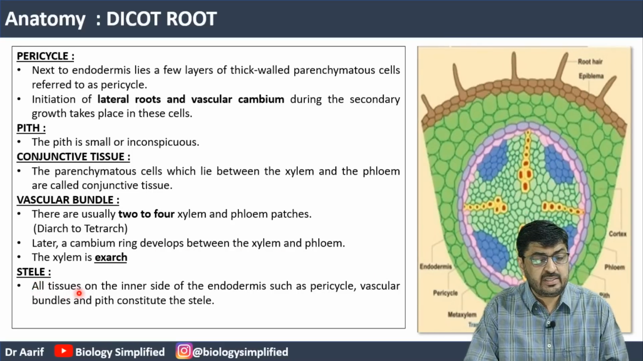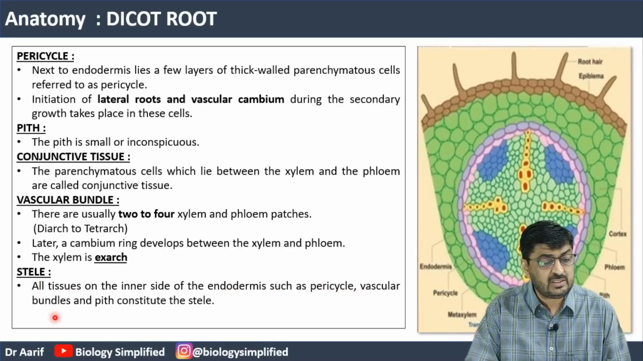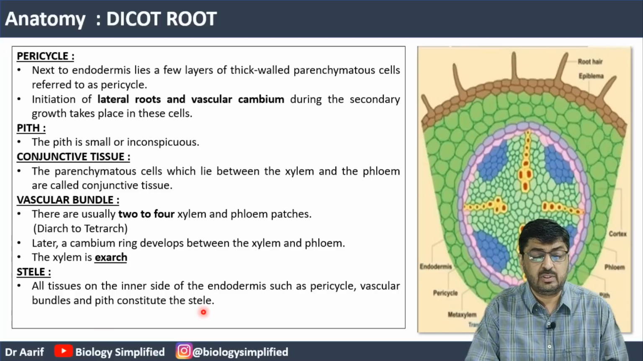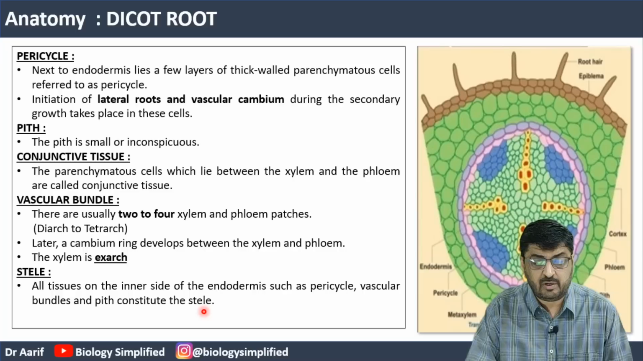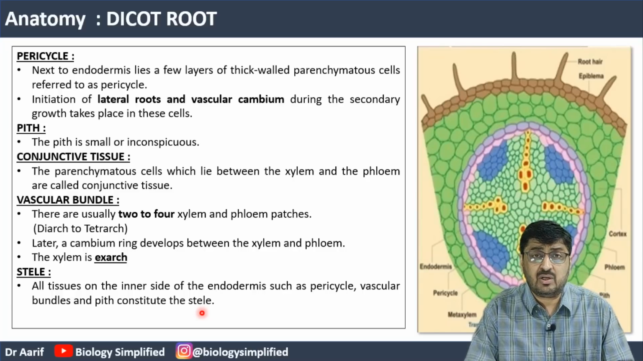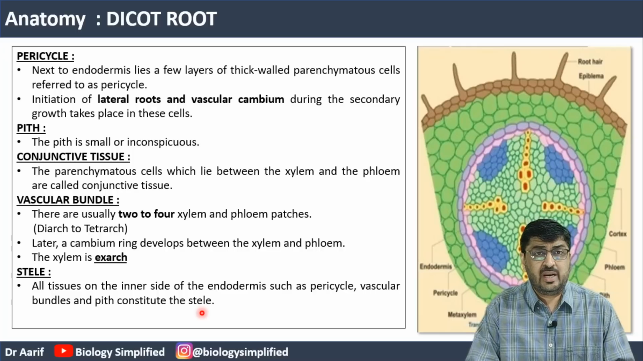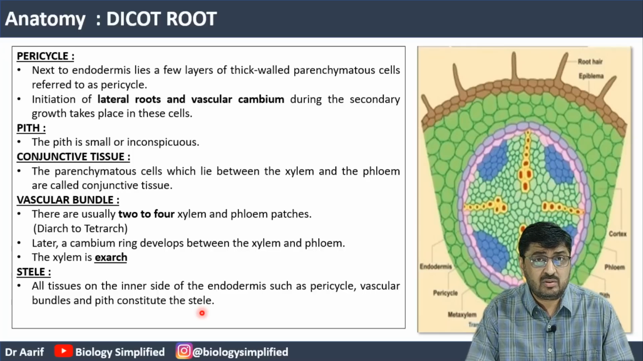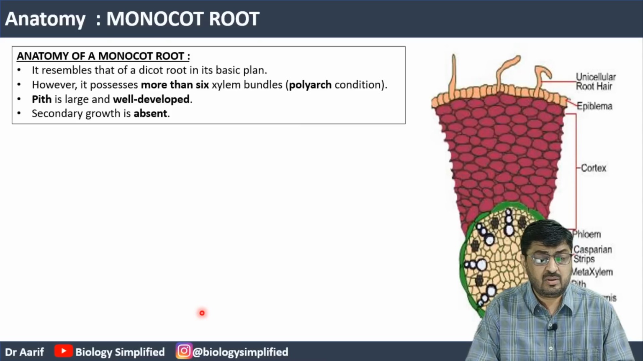And the stele is inside. All tissues on the inner side of the endodermis like pericycle, vascular bundle and pith will constitute the stele. That is what we had mentioned, right? So this is the structure of a dicot root, right? But what about a monocot root? Is it the same or different? Check it out.